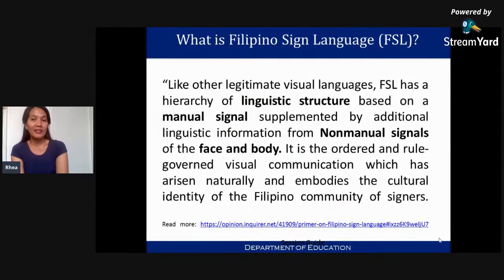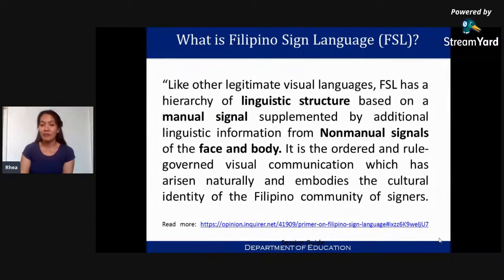And let us define what is an FSL. What is a Filipino Sign Language? A Filipino Sign Language is like the other legitimate visual languages. FSL has a hierarchy of linguistic structures based on a manual signal. It is supplemented by additional linguistic information from non-manual signals of the face and the body.